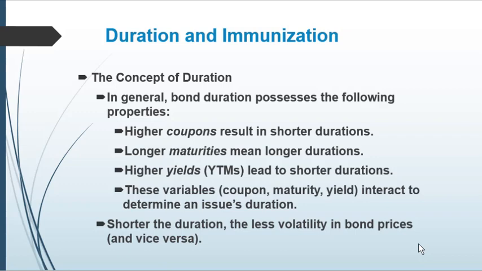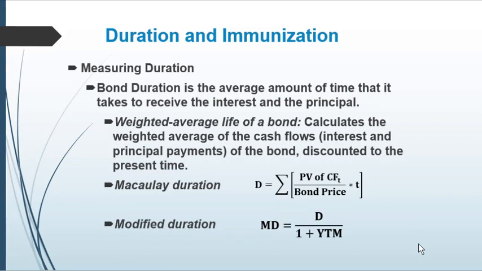And again, these variables, coupon, maturity, yield, they interact to create this ultimate number called duration. So the shorter the duration, the less volatile the bond prices will be. So here's our formula for duration. It's the sum. You have to take the present value of the cash flow each period, divide that by the bond price. And then each period you multiply that by the period.